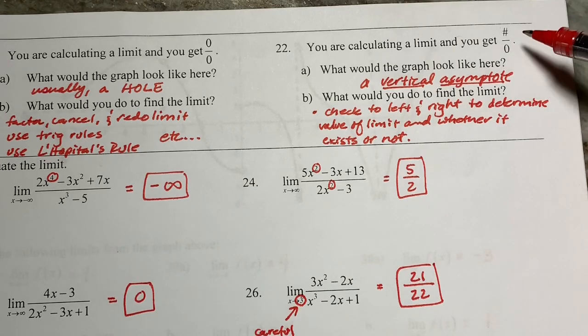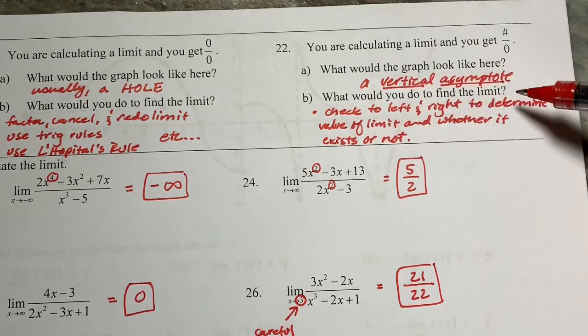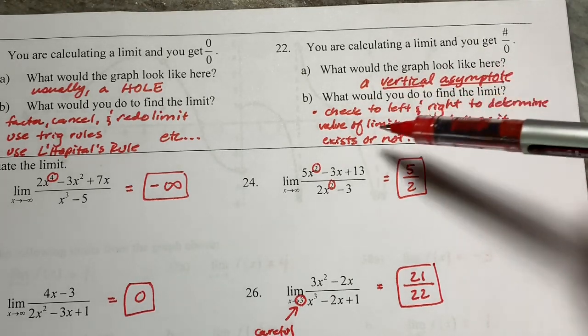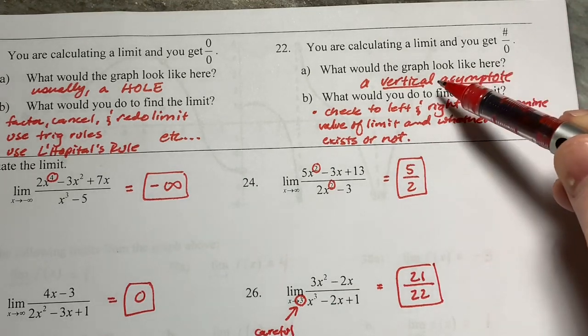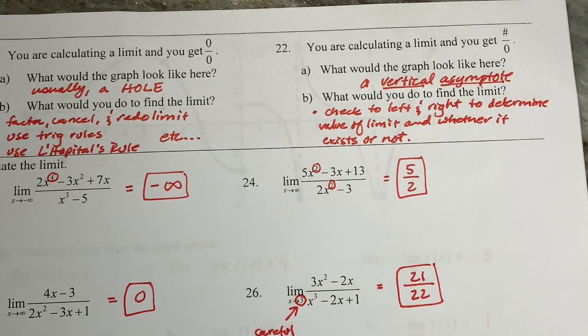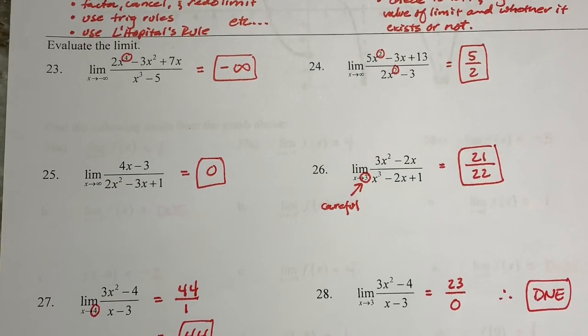Never. But sometimes I do write infinity or negative infinity, so often I will check from the left and the right to determine the value of the limit, or maybe whether it exists from either side. But the bottom line is limits do not exist at vertical asymptotes, even though occasionally I will write infinity or negative infinity. All right, looking at number 23.